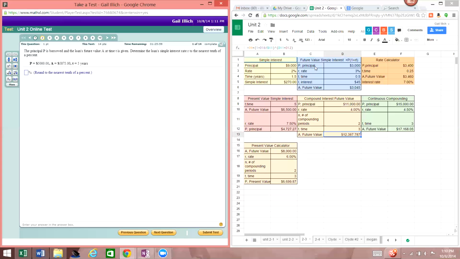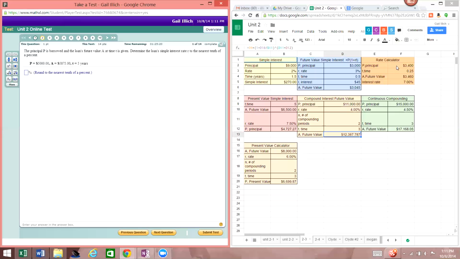Yeah, it should be the future. He said blue. What are we looking for in this one? Principal, future value. We're looking for R, the simple interest rate. So which one should we use? The rate calculator. I like that.